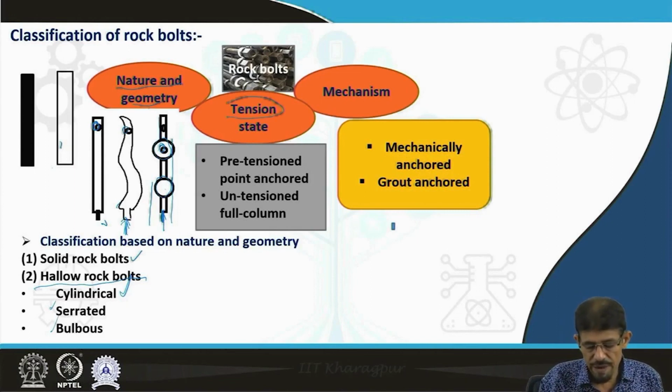Another, if we consider the tension aspect, then rock bolts can be divided as pre-tensioned point anchored and untensioned full column. Mechanism based, we have mechanically anchored rock bolt and grout anchored rock bolt.